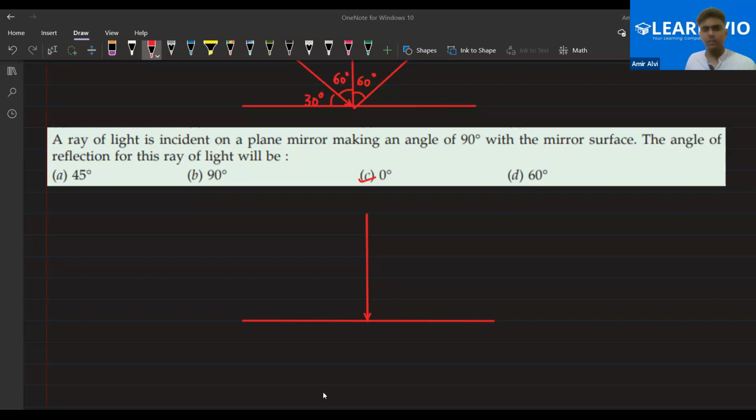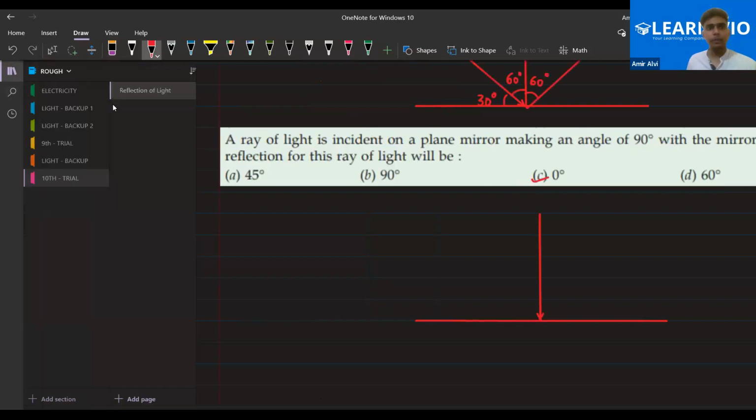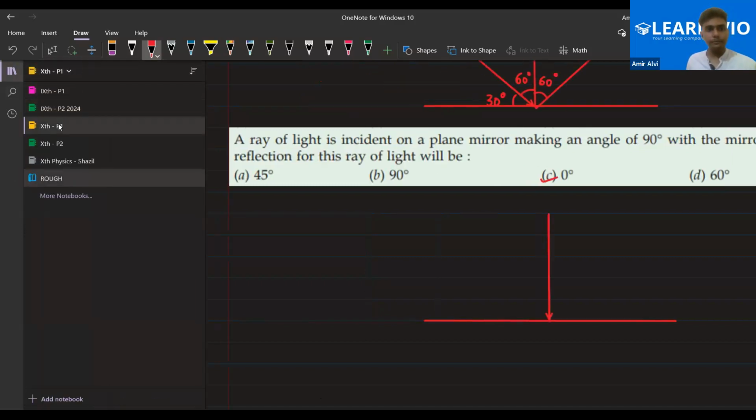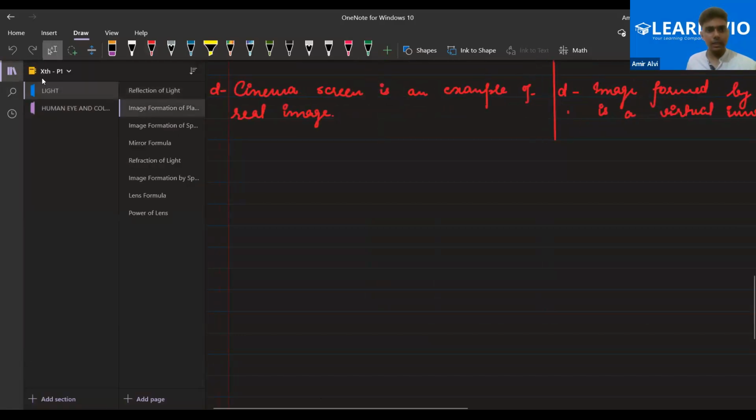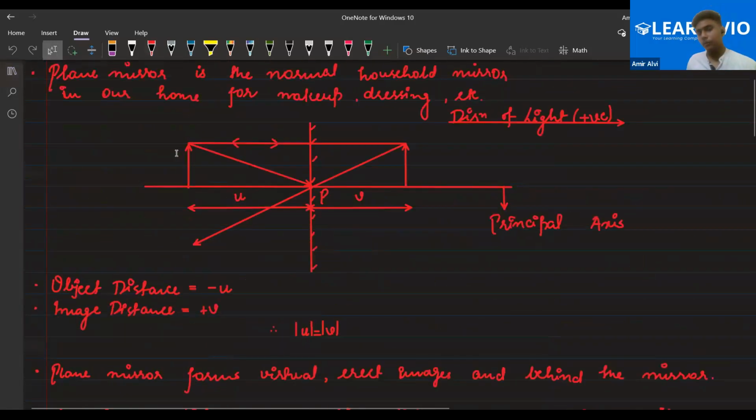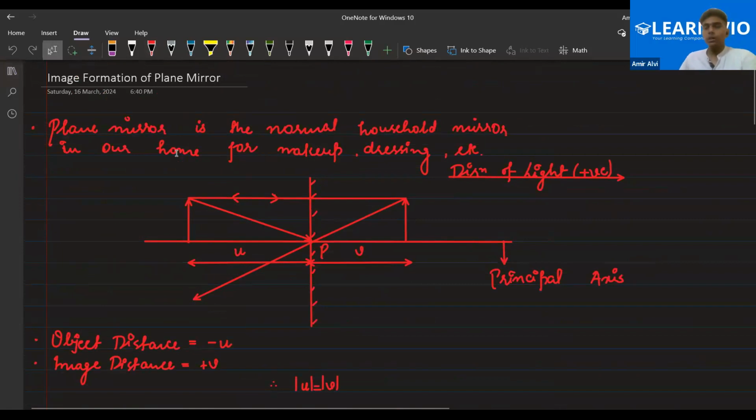So these are the very basic questions related to the reflection of light. Clear? So now let's understand the next topic, that is the image formation of the plane mirror. The next thing that comes after the reflection of light is the plane mirror.